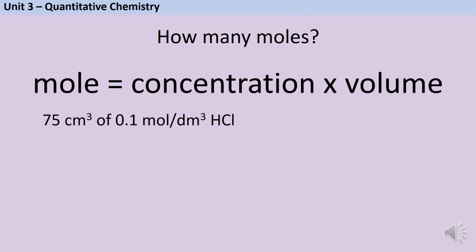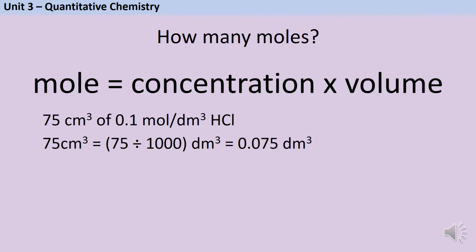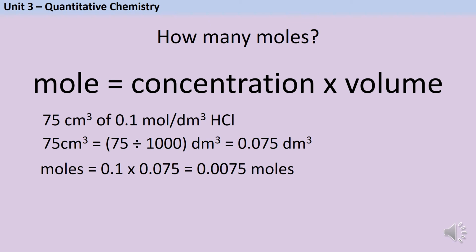Now, the thing you need to bear in mind when we're trying to work out how many moles there are in 75 centimetres cubed of 0.1 mole per decimetre cubed hydrochloric acid is that my volume is often expressed in centimetres cubed, but it needs to be in decimetres cubed in order for this equation to work. So, to convert from centimetres cubed to decimetres cubed, I divide by 1,000, and I can then do 0.1 multiplied by 0.075 to work out there are 0.0075 moles.